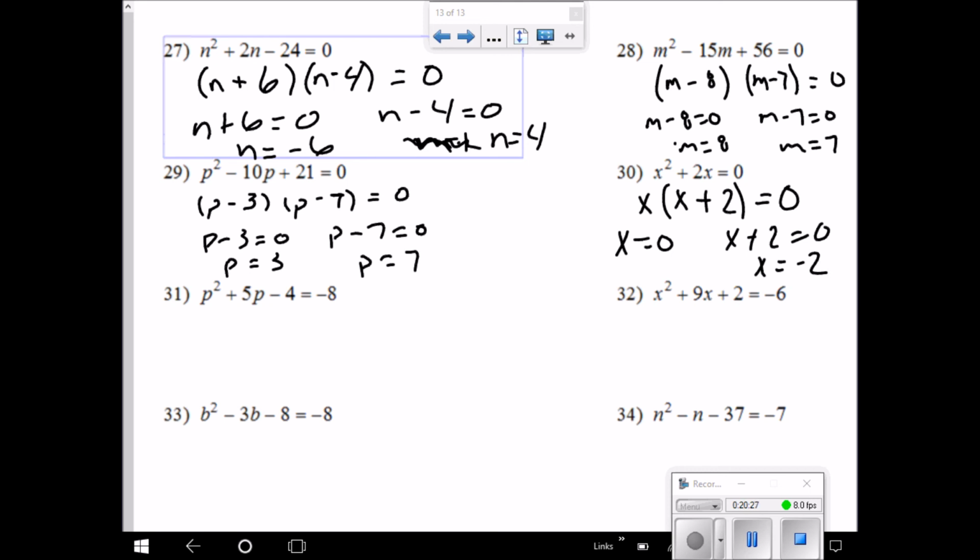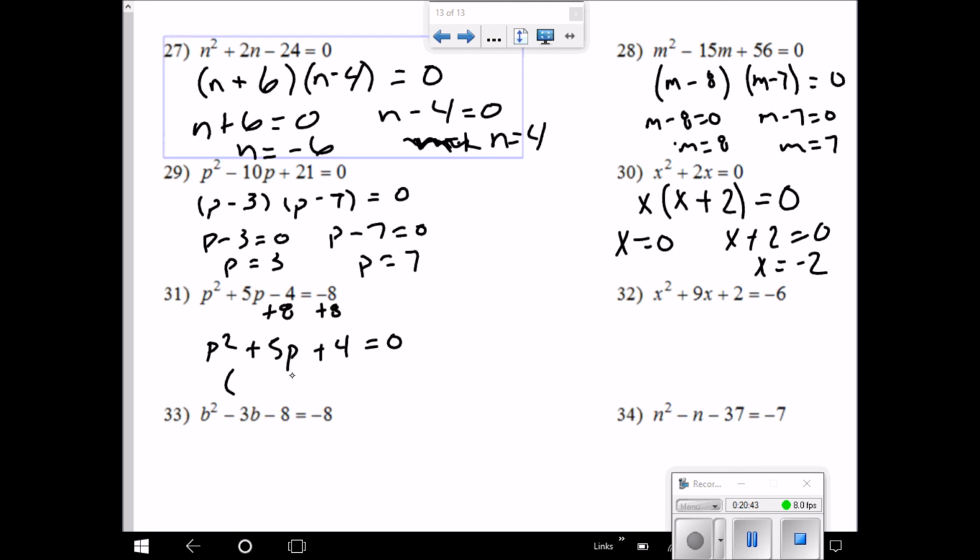Alright, 31 through 34, we don't have 0 on the right side, so we're going to have to rearrange a few things to make it that way. So I'm going to add 8 here. So I have p squared plus 5p plus 4 equals 0.